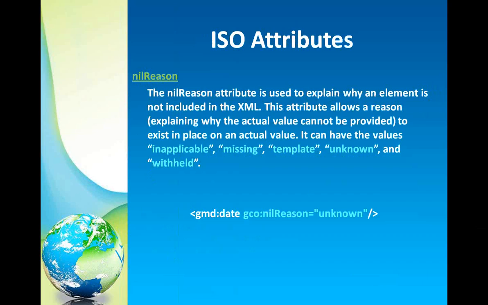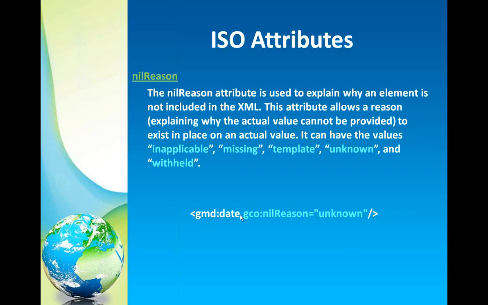Now, the nil reason attribute is used to explain why an element is not included in the XML. This attribute allows a reason explaining why the actual value cannot be provided to exist in place of an actual value. It can have the values inapplicable, missing, template, unknown, and withheld.